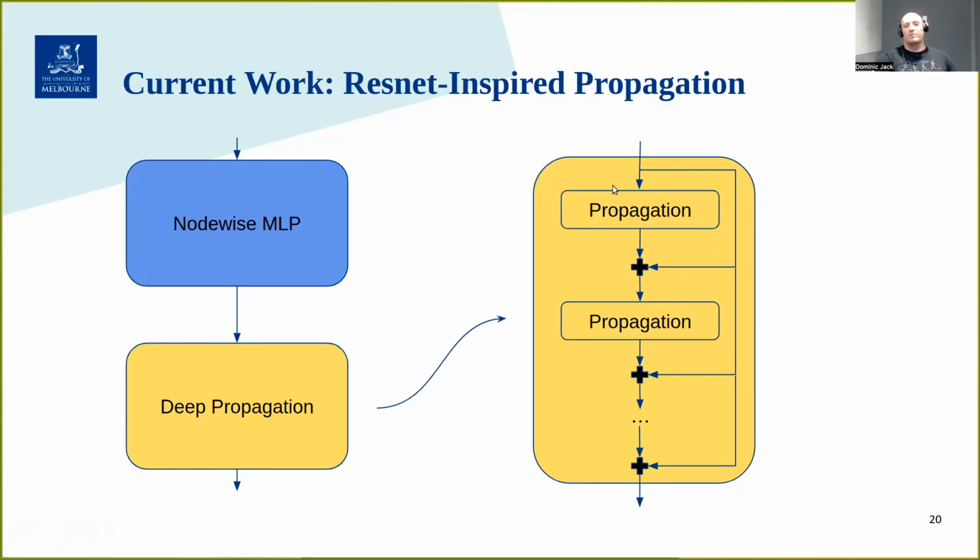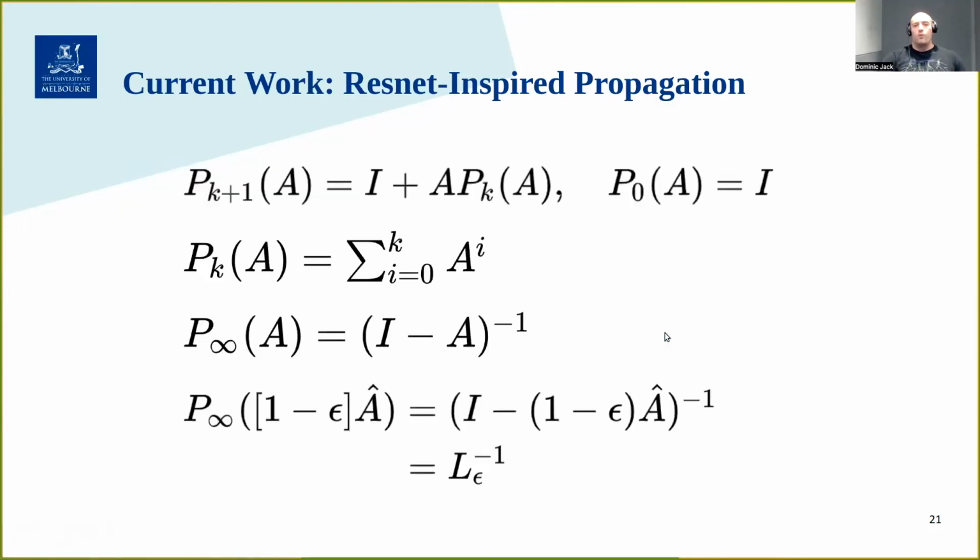So by ResNet, I just mean I'm going to put lots of these residual skip connections in and just do a normal propagation of multiplication by A. Well, here's some algebra that I don't really want to go through, because I am conscious of the time. But if we do this, it doesn't actually converge if we use our normal adjacency matrix. But if we put this small decay factor in, then it does converge.